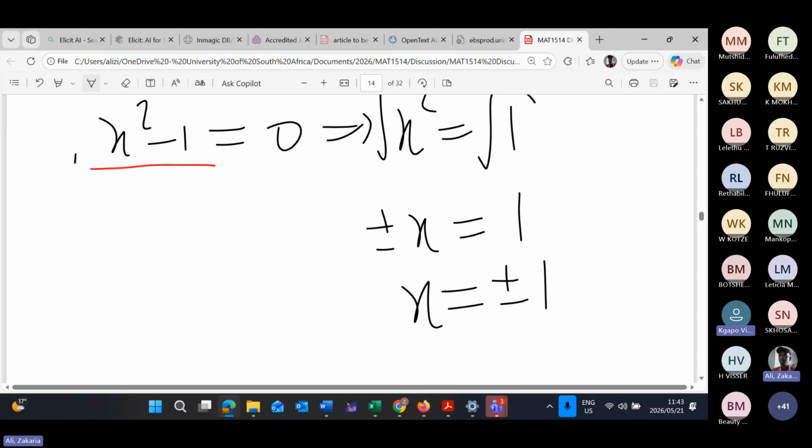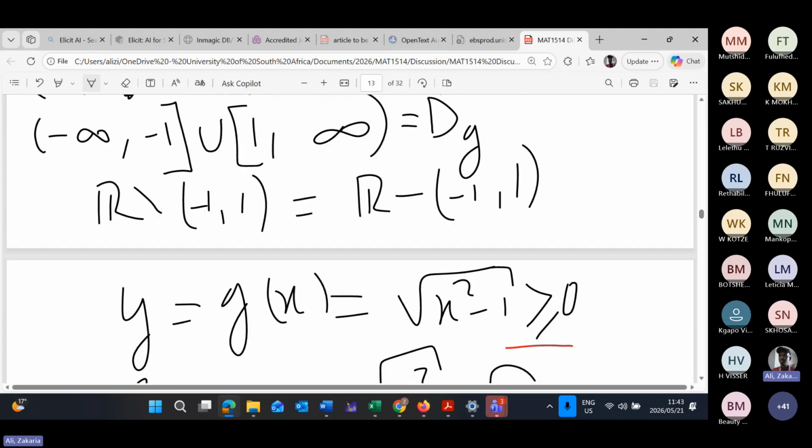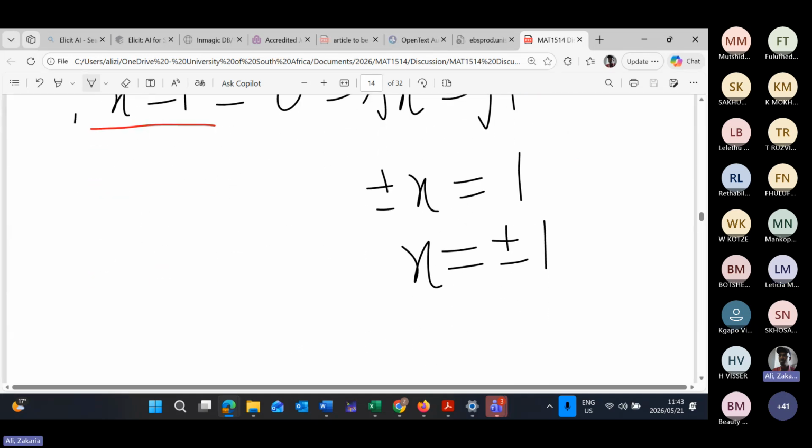I said, for all these x's in between minus infinity to minus 1 union 1 to infinity, the range will always be positive. Anything I pop there is positive, except the problem in between minus 1 and 1. So what can we say about the range? The range will start from where? I just said that at 1 it is 0, right? What does it say when I said x equal to plus or minus 1? You can transform it into something else. You say the function was called g, right?